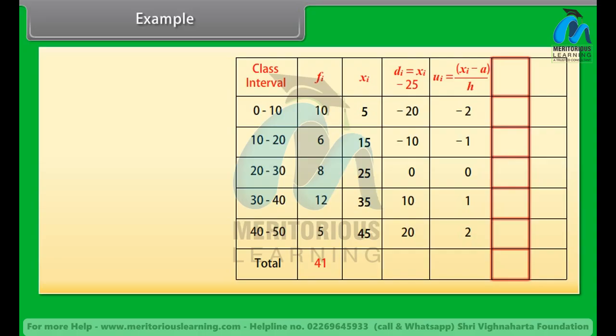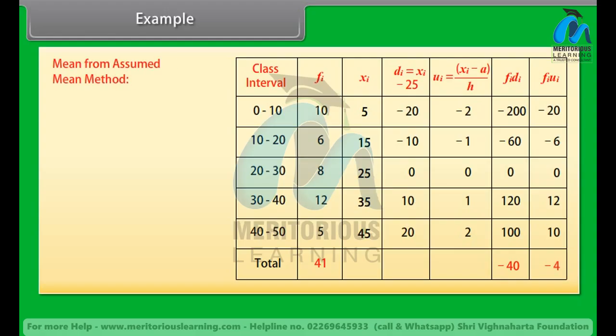In the sixth column, we find the product of fi and di, and their sum is minus 40. In the seventh column, we find the product of fi and ui, and their sum is minus 4. And then we find the mean using the assumed mean method by using the formula assumed mean plus summation of the product of fi and di divided by summation of fi. 25 plus minus 40 by 41, 25 minus 0.98, 24.02.